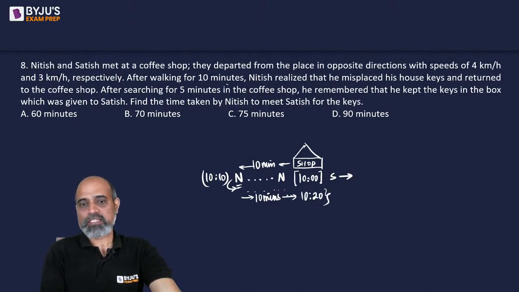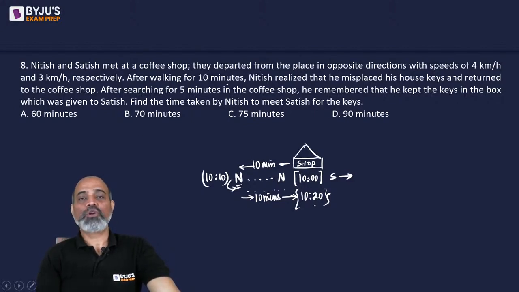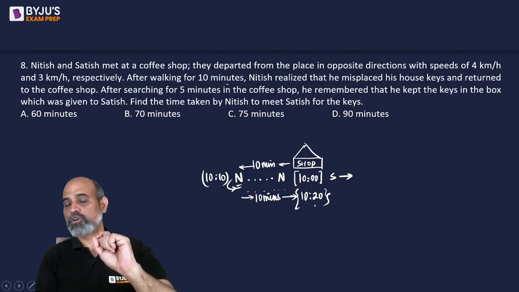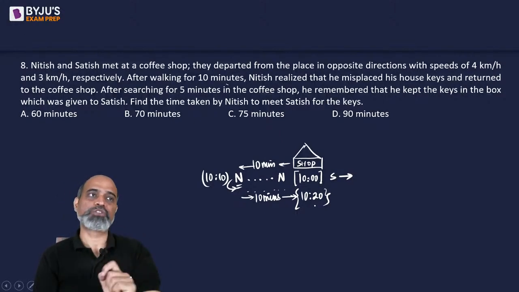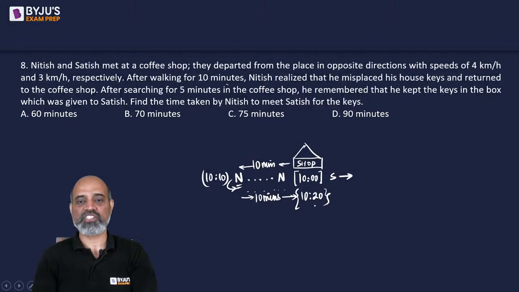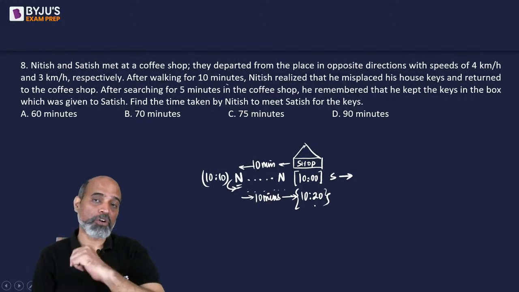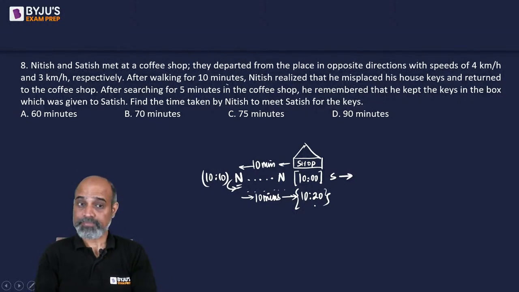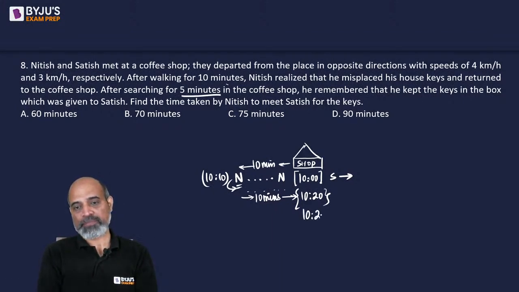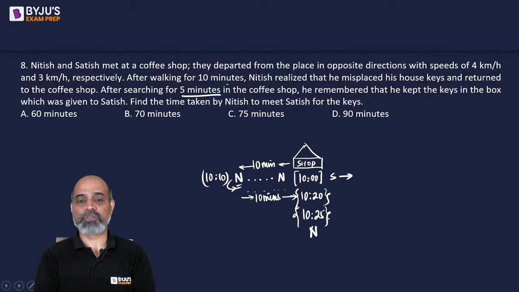This is an important part to understand. नहीं तो लोग यहां पर मिस्टेक कर देते हैं. If you don't look at this timeline, people will assume that at 10:15 he starts chasing Satish, but he doesn't. 10:15 पे तो वो अभी वापस कॉफी शॉप ही लौट रहा था, कहीं बीच रास्ते था. Okay. Now, once he reaches the coffee shop, he searches there for 5 minutes further. So 10:25 जब घड़ी में हो रहे थे, Nitish is still at the coffee shop.